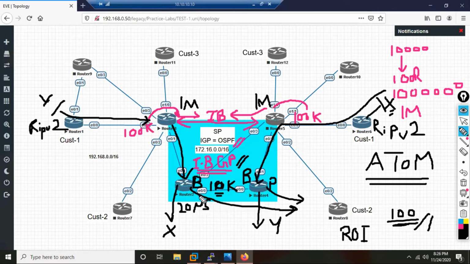Now you see, R2 and R4, let's say they have the same hardware capacity as R3 and R5, but the load is very little on them. They're running only one IGP, OSPF, and the routing table has only, let's say, 20,000 routes, or 10,000 routes. So that means they have some spare capacity, spare processing power.